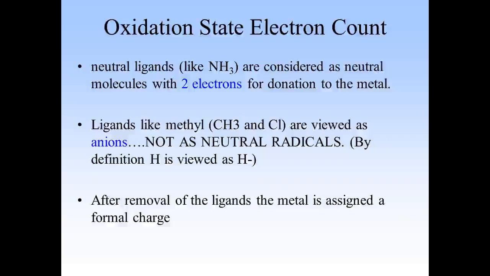After removal of the ligands, the metal is assigned a formal charge in the case of the oxidation state method. So let us go into the oxidation state method first, and how we are going to calculate the 18 electron rule. Then we will see the neutral atom method.